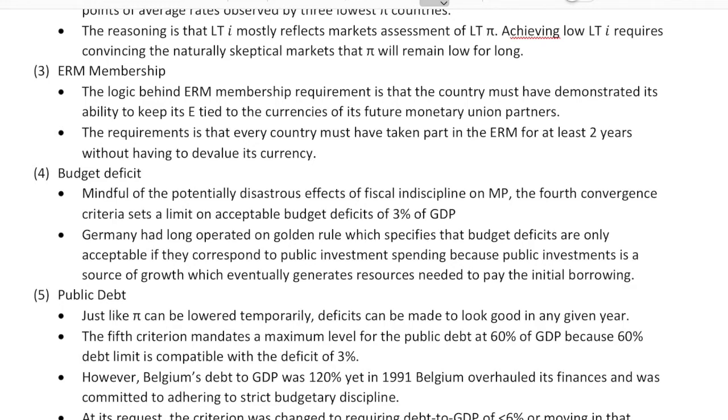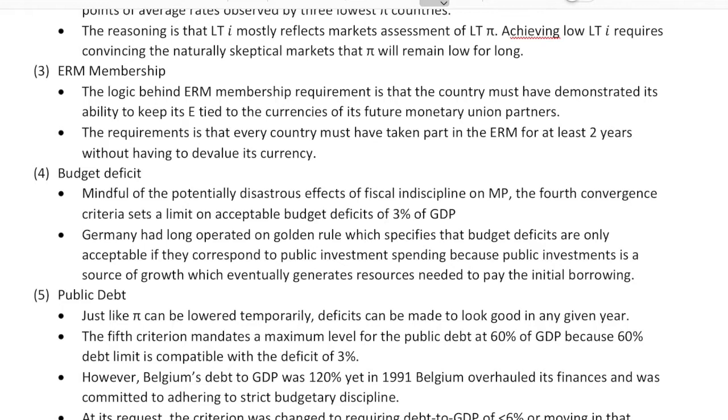Unlike the American budget, which since Obama's presidency has only seen a deficit, right? In fact, two years ago we passed the Tax Cut and Jobs Act, which cost us $1 trillion. Now we have the coronavirus crisis, and we've already spent more than $5 to $6 trillion on that. So every year, the U.S. has a budget deficit, but Germans don't necessarily like that because they understand the impact of fiscal indiscipline on monetary policy, which is the fourth convergence criteria, and it sets a limit on acceptable budget deficit of 3% of GDP.